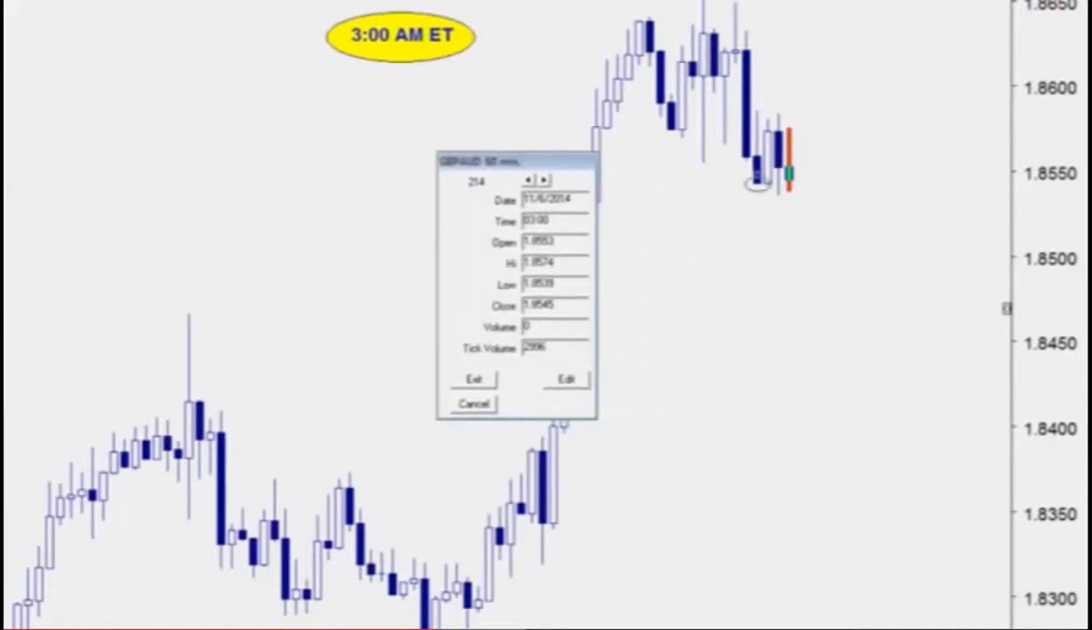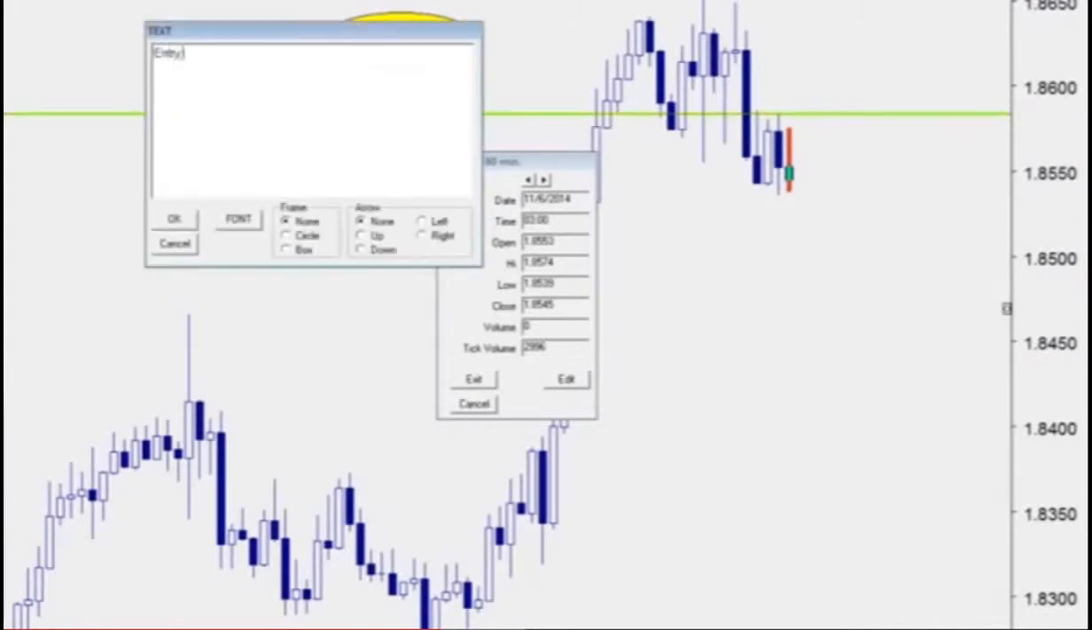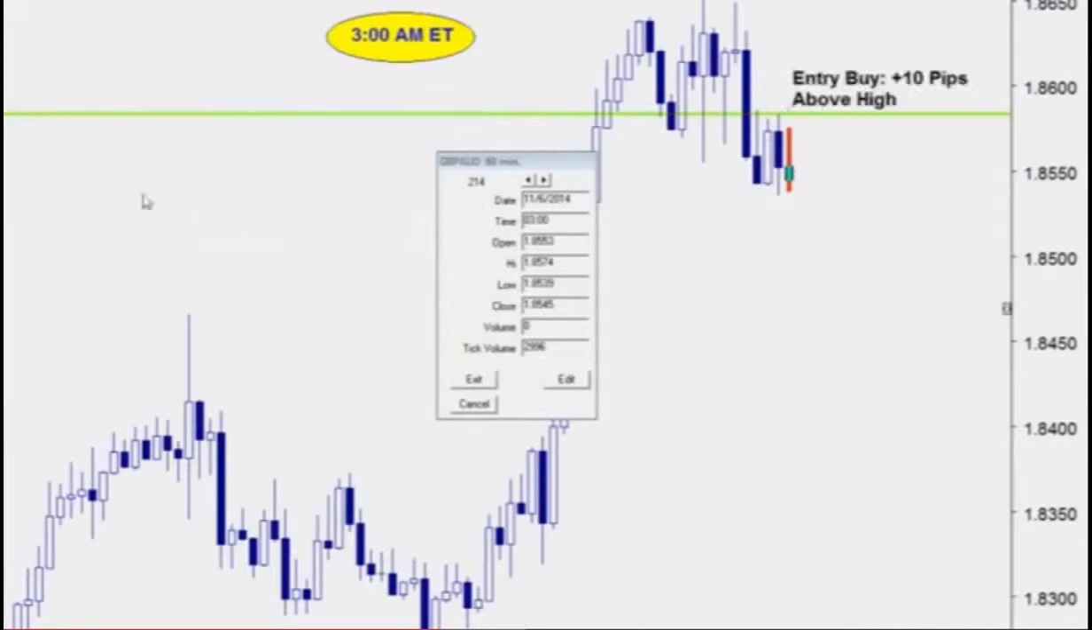Candlestick. When your candlestick closes, what you're going to do is place an entry buy 10 pips above this high, 74.84. And an entry buy order, write this down, plus 10 pips above high. You're then going to place an entry sell order 5 pips below the 3 a.m. close candlestick. So this low is 39.34.